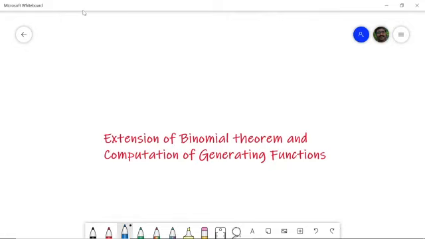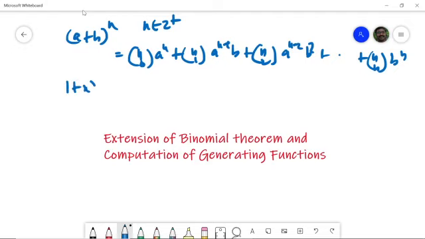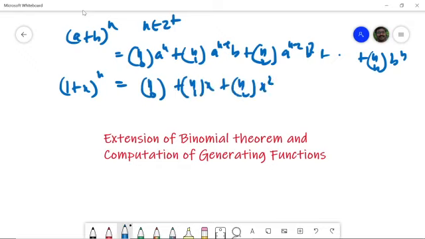If a and b are two numbers, and you have to find (a + b) raised to n, where n is a positive integer, the value of this is simply nC0 a^n + nC1 a^(n-1) b + nC2 a^(n-2) b^2 + etc. + nCn b^n. In particular, if it is (1 + x)^n, it will simply be nC0 + nC1 x + nC2 x^2 + etc. + nCn x^n, where n is a positive integer.